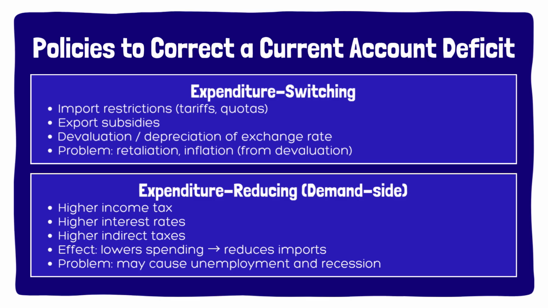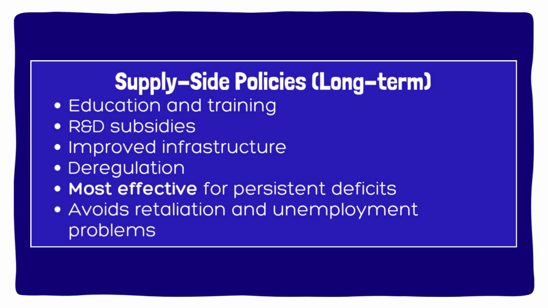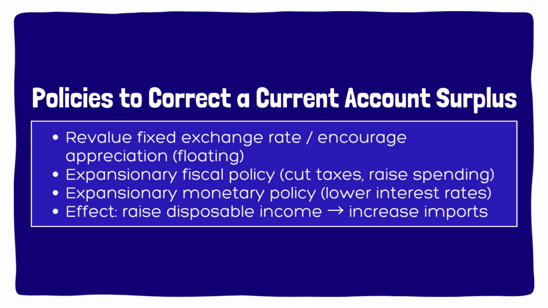Governments may also use contractionary fiscal and monetary policies, such as raising taxes or increasing interest rates, to reduce consumer spending and imports. In the long run, supply side policies are often considered the best solution because they improve international competitiveness by increasing productivity and product quality. To reduce a current account surplus, governments may use the opposite measures, such as encouraging currency appreciation or using expansionary fiscal and monetary policies to increase spending on imports.